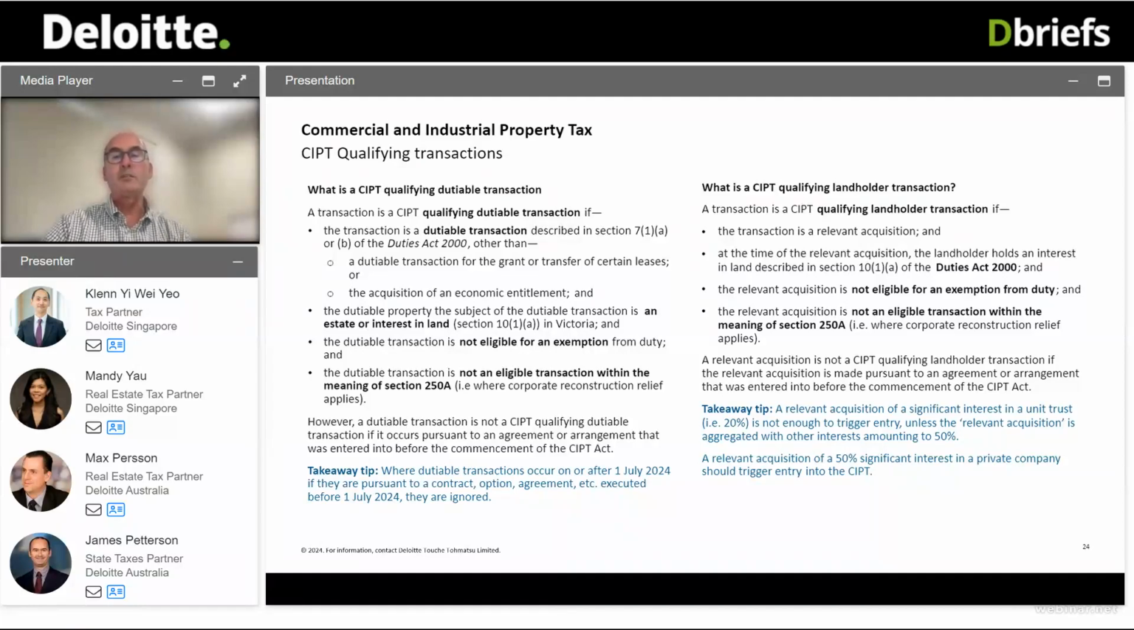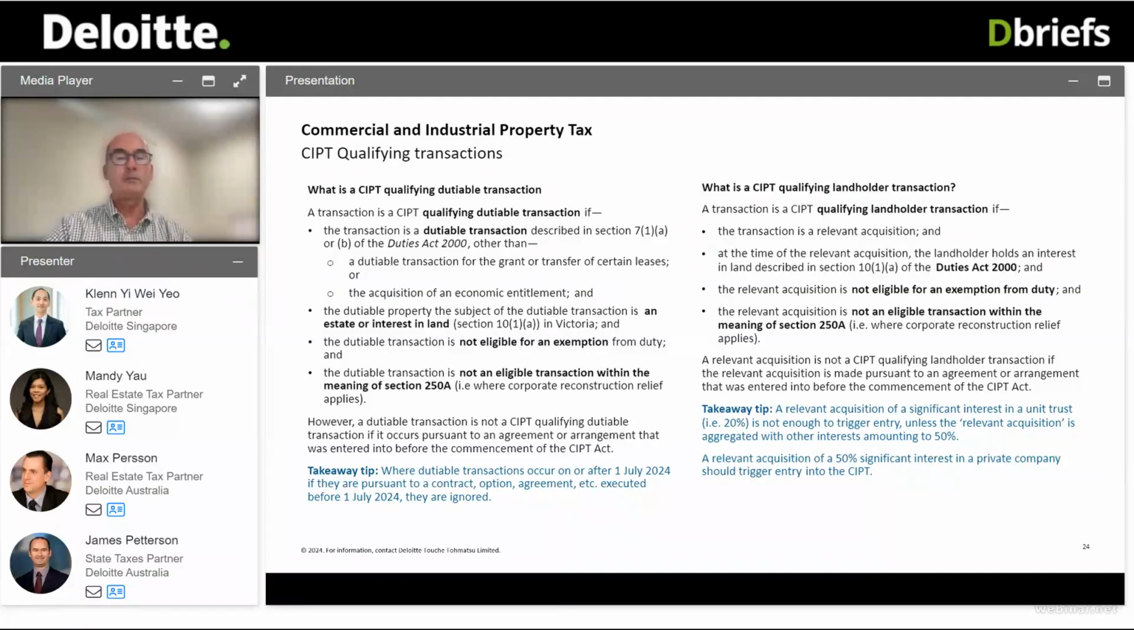The aggregation rules are similar to the rules under the Duties Act now. So they'll look to things like similar vendors, similar purchases, the use of the land, the time over which the transactions occur. But importantly, this has been extended to a 3-year period rather than 12 months as what usually applies for stamp duty. A qualifying landholder transaction occurs where there's a relevant acquisition for landholder duty under the Duties Act, that is, an indirect dealing in the land. All the other rules, similar to a qualifying dutiable transaction around the type of land or not being applicable where there's corporate reconstruction relief or another exemption, apply to the landholder rules as well.